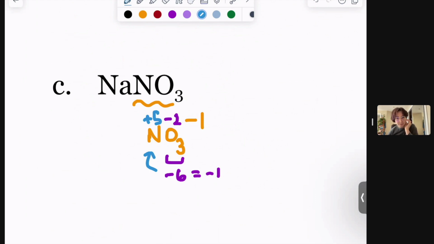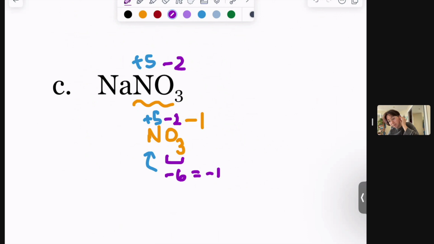Or, you know, if you memorize all the rules, you know that sodium is probably +1. But anyway, I just want to show you that strategy because it will come in handy for more complicated ones where you don't have a group 1. Okay, so we've figured out all of these. So my oxidation numbers here are +5, -2.